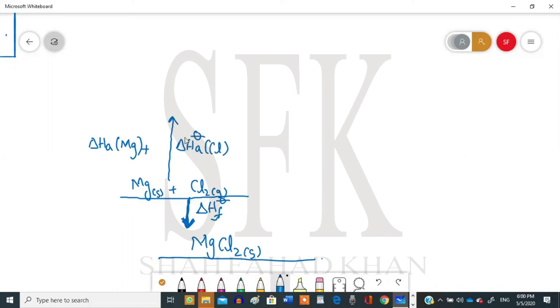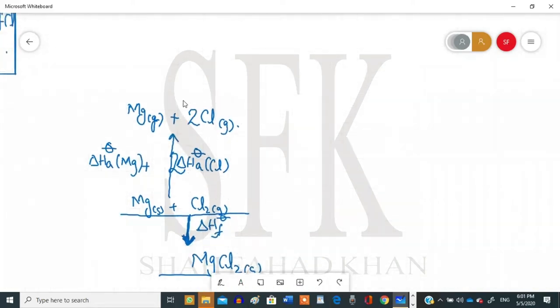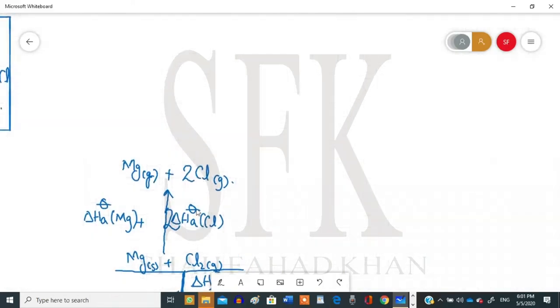Okay, and if they've asked you for the standard, the standard sign must also be labeled over here. When both of them are atomized, they'll form magnesium gaseous atom and two atoms of chlorine. You've got 2 atoms of chlorine, so this is actually going to be twice the enthalpy change of atomization of chlorine. This is something you guys should be careful about. You are getting 2 moles of chlorine atoms over here.